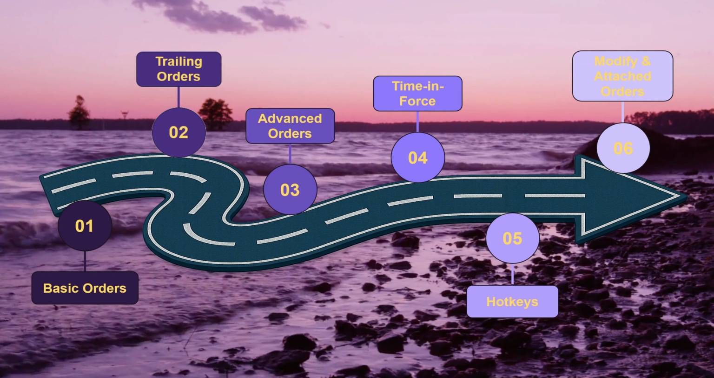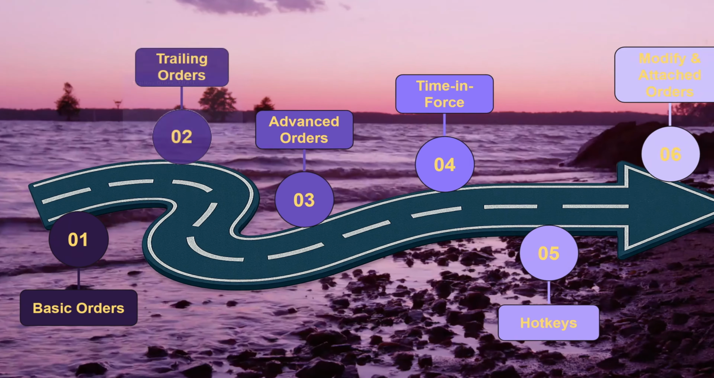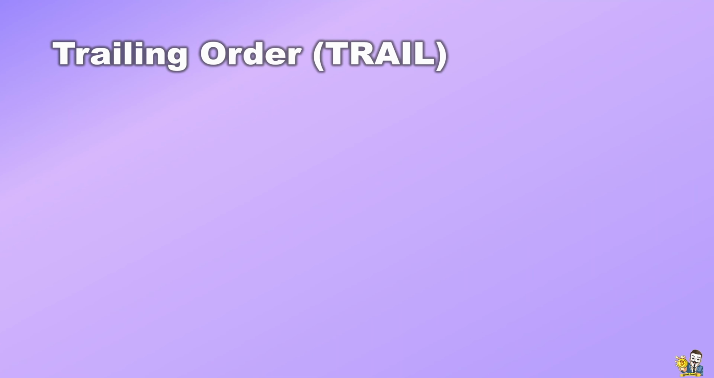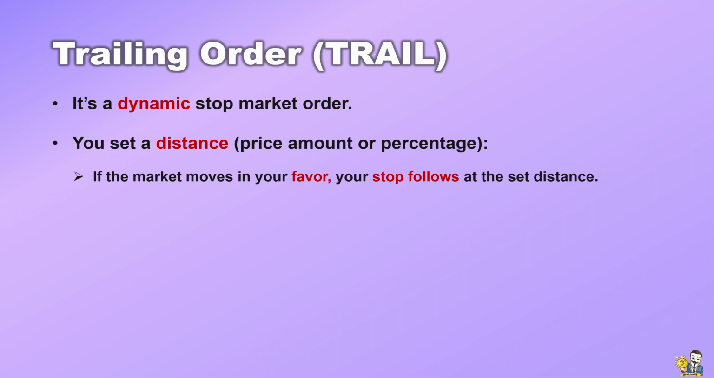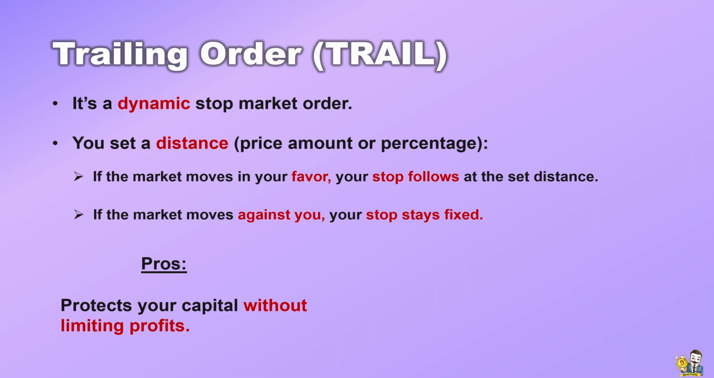Alright, now we're going to study trailing orders. A trailing order is very useful because it works like a dynamic stop market order. You set a distance, either a price amount or a percentage, and if the market moves in your favor, your stop follows the price at the set distance. On the other hand, if the market moves against you, your stop stays fixed. This way, it helps protect your capital without limiting your profits. However, since the order is executed as a market order, there's still a possibility of slippage.